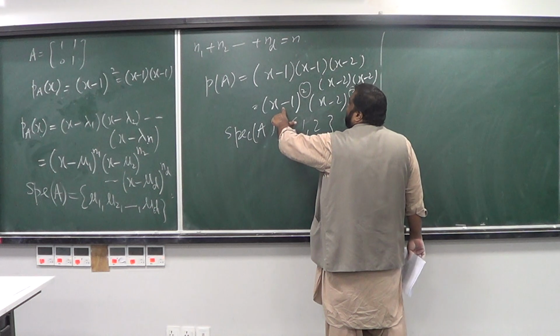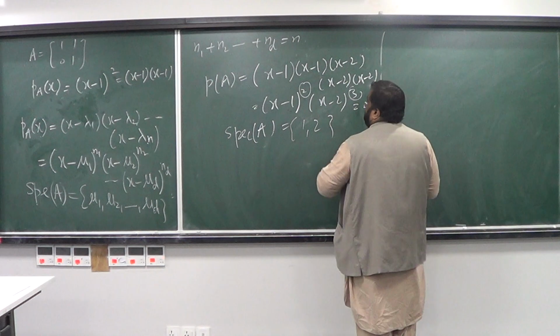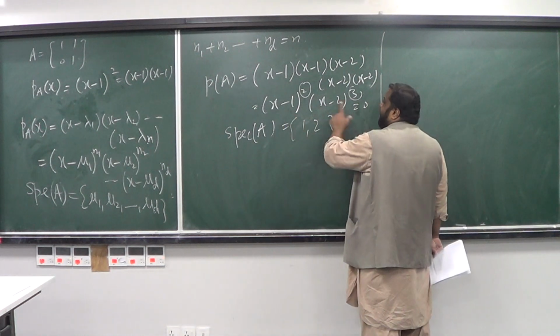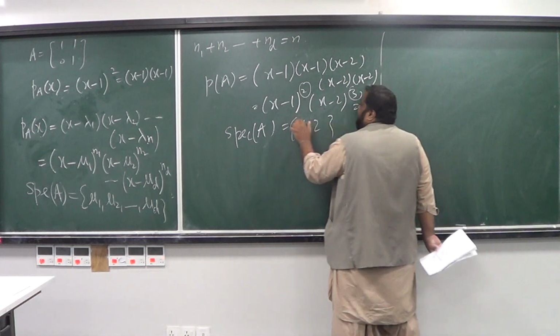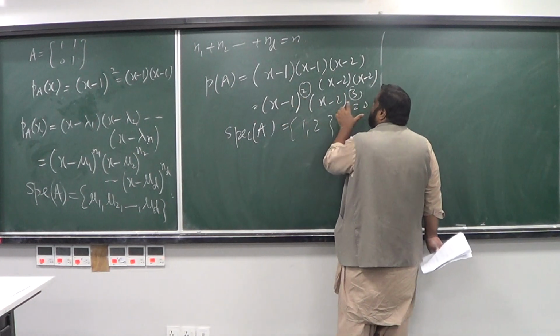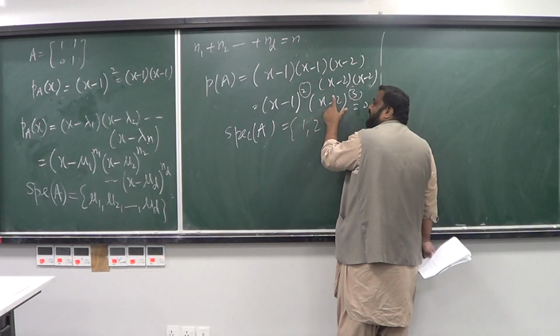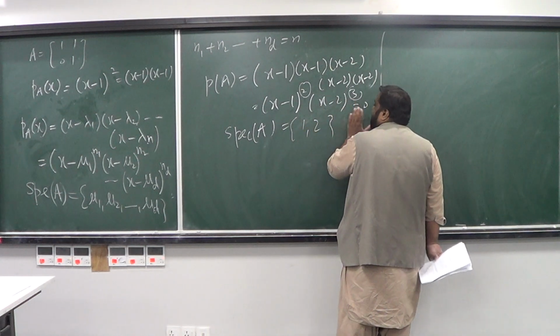Means I'm going to say the eigenvalue, obviously when I equate this to 0, I'm going to say that x equal to 1 is an eigenvalue and x equal to 2 is an eigenvalue. But x equal to 1 has multiplicity 2 and x equal to 2 has multiplicity 3 actually. Okay? So 1 has multiplicity 2 and 2 has multiplicity 3.